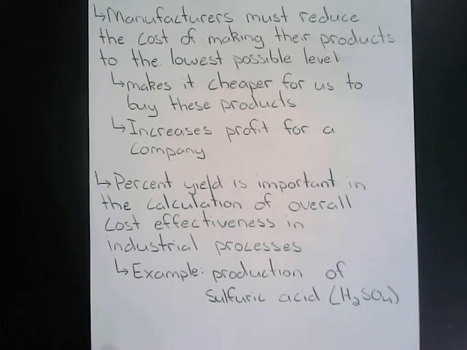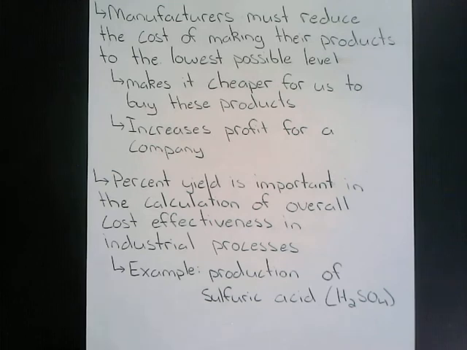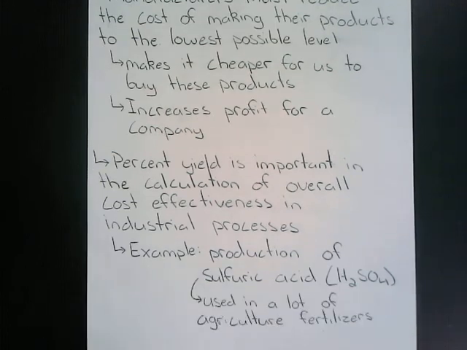What happens in the production of sulfuric acid? It's a multi-step process, and they have to be really aware of their percent yield, because the percent yield will ultimately dictate how much profit they have. Sulfuric acid is used in a lot of fertilizers. If it's used in agriculture, it's going to drive the price of food, from your corn and beans to anything that eats that food, animals and humans. So we could tie in the food chain here.